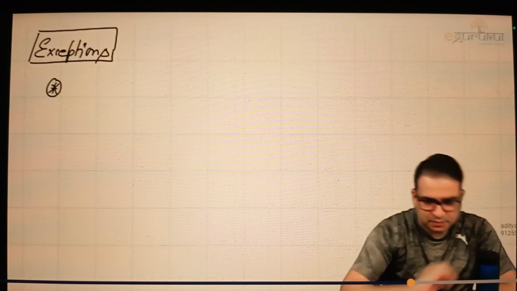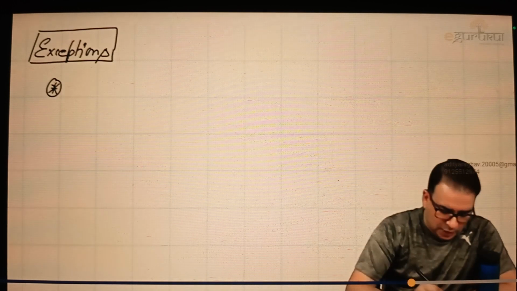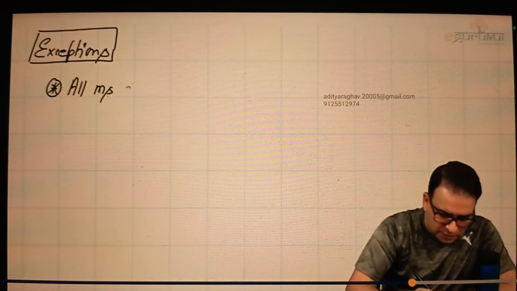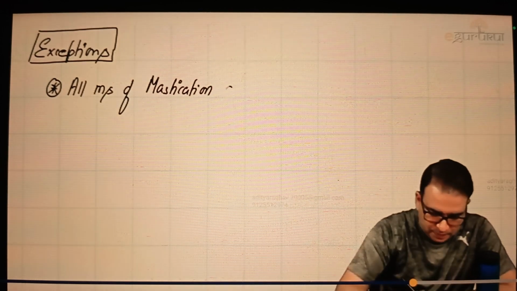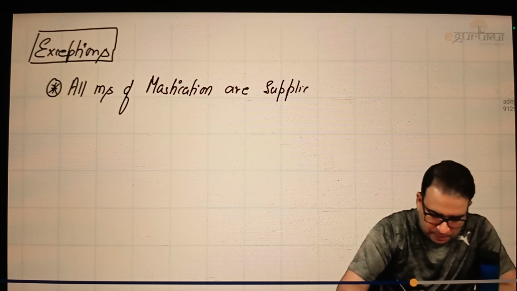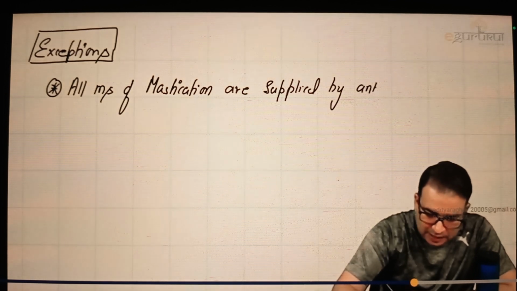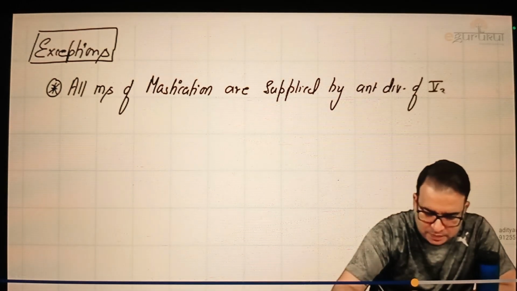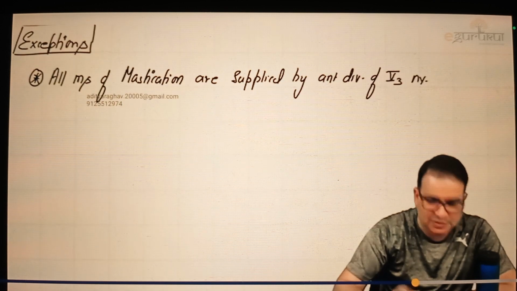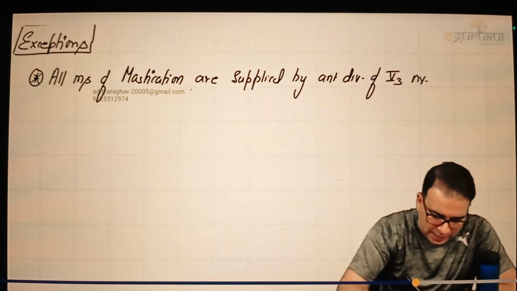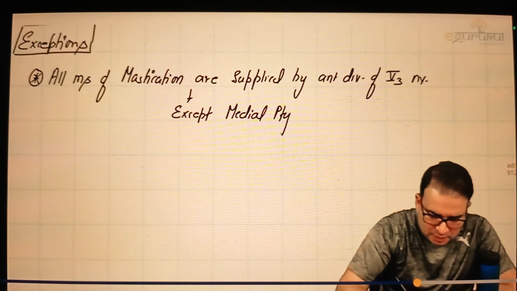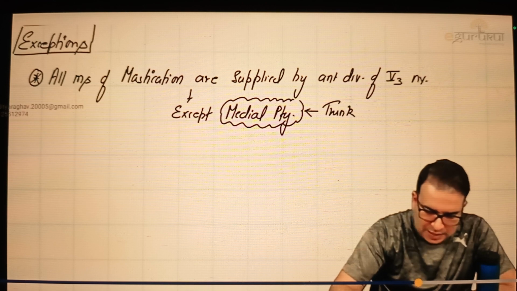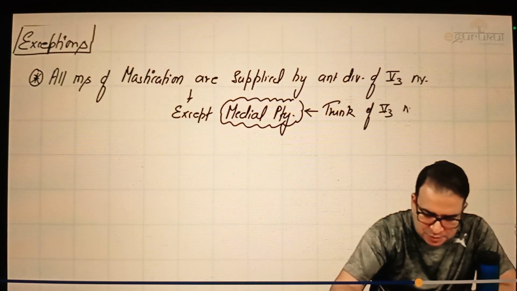Let me start with the mandibular nerve, the first motor nerve we talked about. We said all muscles of mastication are supplied by the anterior division of the mandibular nerve, except one. Except which one? Except medial pterygoid. Because medial pterygoid was supplied by the trunk of the mandibular nerve. It is not by the anterior division. That is the first exception we saw.